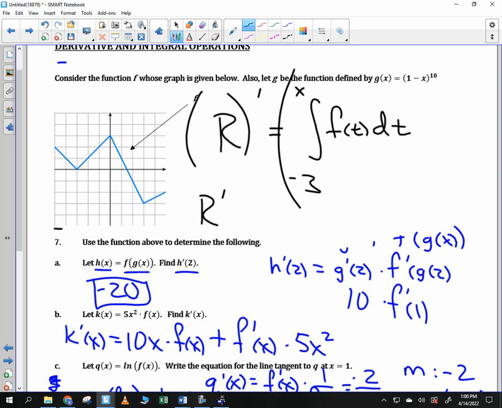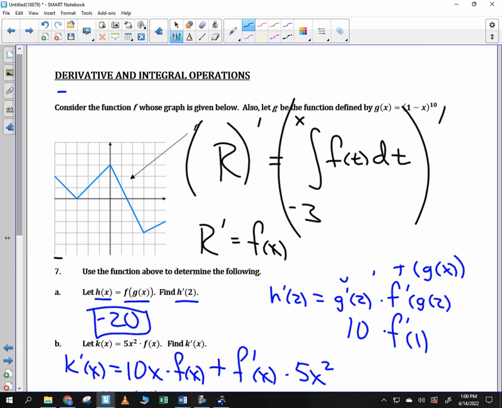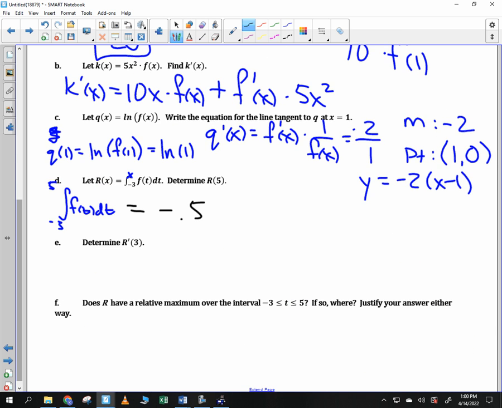Let's take the derivative of that. What are you left with? Yeah, f of x, right? So R prime is the function. That's one thing you learn. The derivative of the area function is the function that bounds it. So when it says find R prime of 3, you're just looking at the function value at 3. And what is the function value at 3? Negative 3. Function value is negative 3.